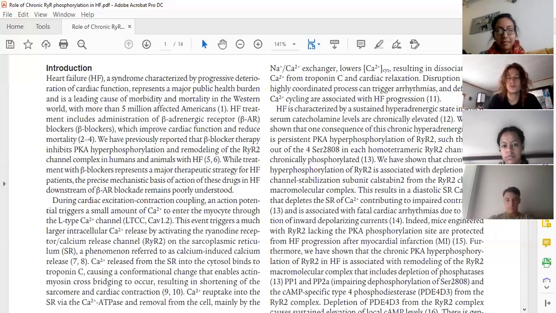Okay. And these cardiac arrhythmias, it's just calcium activated channels. We're not going to worry about that.